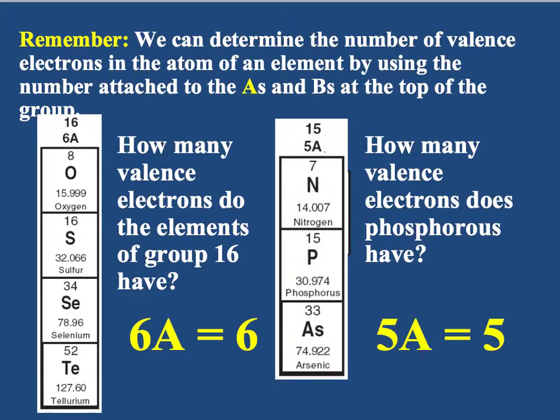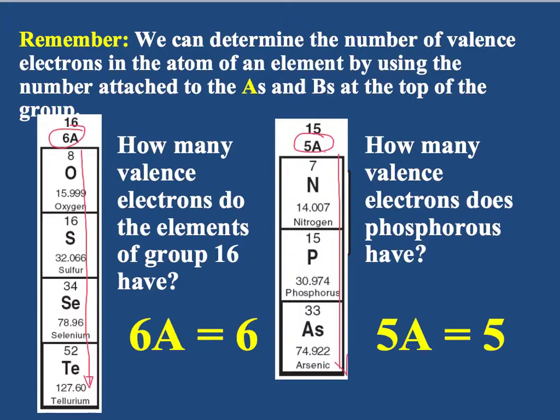Those numbers, specifically the ones attached to A's or B's, represent how many valence electrons are in that entire column. So this 6 right here means that every element underneath it has 6 valence electrons. This 5 means that every element beneath it has 5 valence electrons. So that's how you can tell.